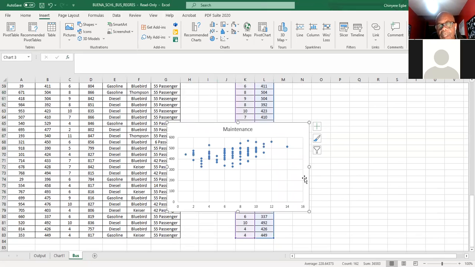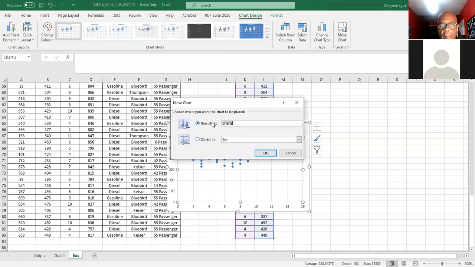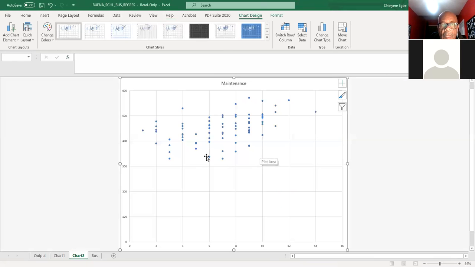All right. So you can see this. You can see, again, there's a tendency here. Okay, the older the bus, the higher the cost of maintenance. All right, but that makes our point.